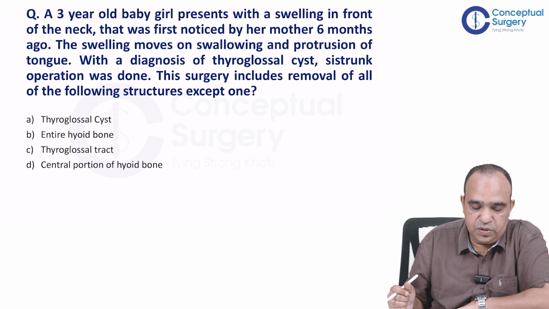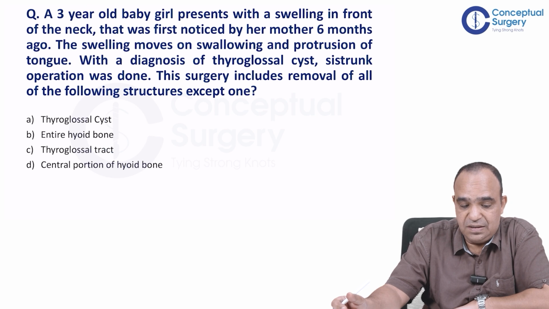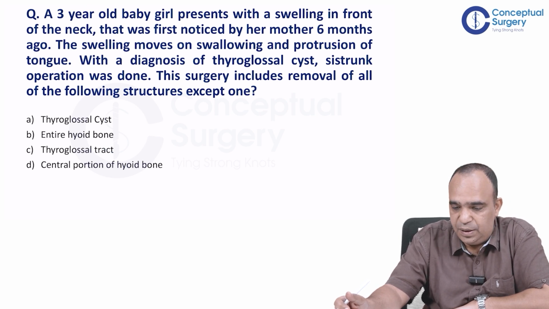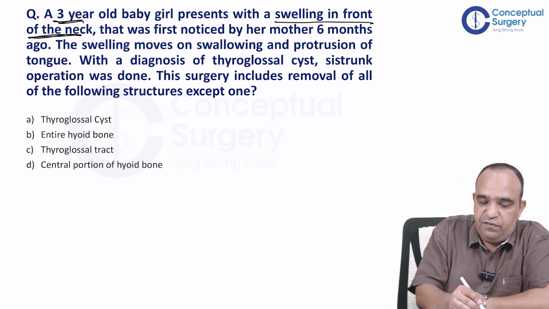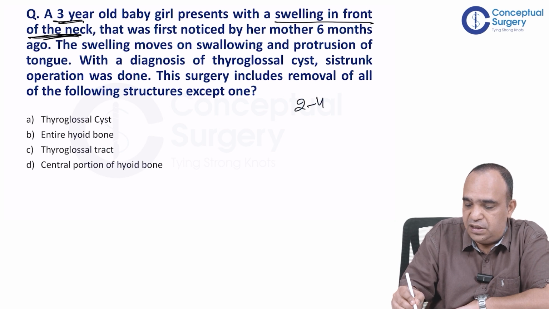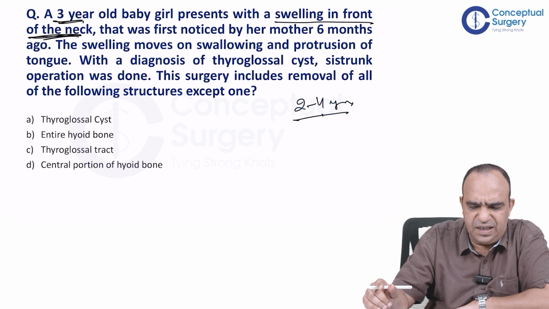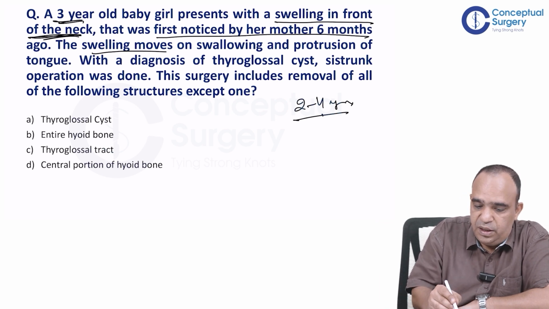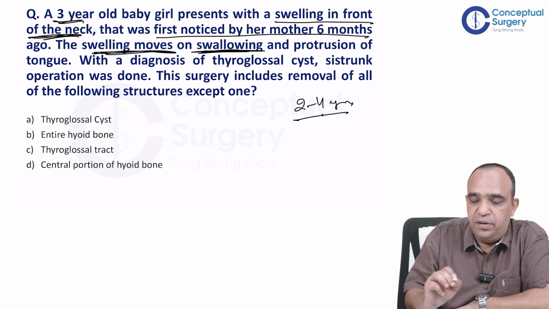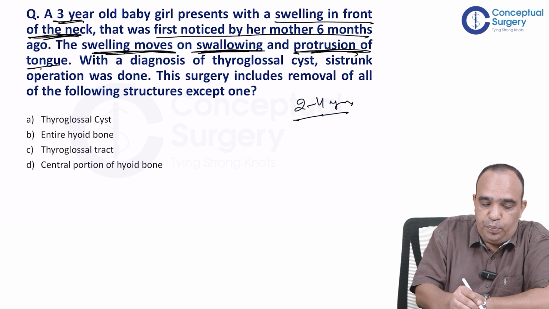Question on Hashimoto's. Now next is question on thyroglossal cysts. Again a clinical question. 3-year-old baby girl presents with a swelling in front of the neck. Thyroglossal cysts, the classical age is 2 to 4 years to begin with. They can present later in life also. First notice, forget about swelling. This is it. Swelling moves on swallowing. So it can be a thyroid swelling. And also on protrusion of tongue.